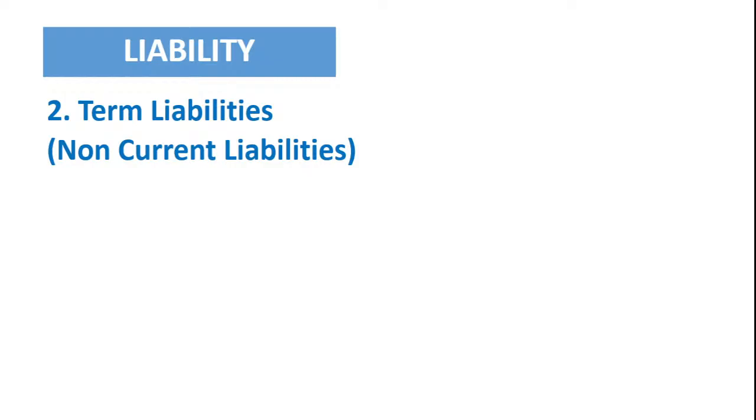Term liability is the liability which is for a period of more than 1 year. Okay, so generally, if you say term loan, the tenor of the term loan is more than 12 months, maybe 2 years, 3 years, 4 years, 5 years and so on. Then what are the components which come under the term liability? There are various components which come under the term liability.